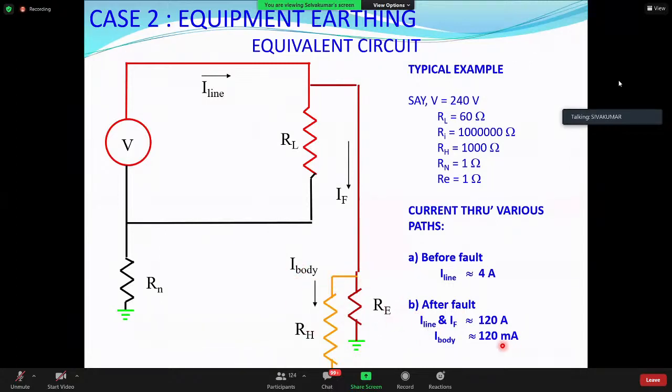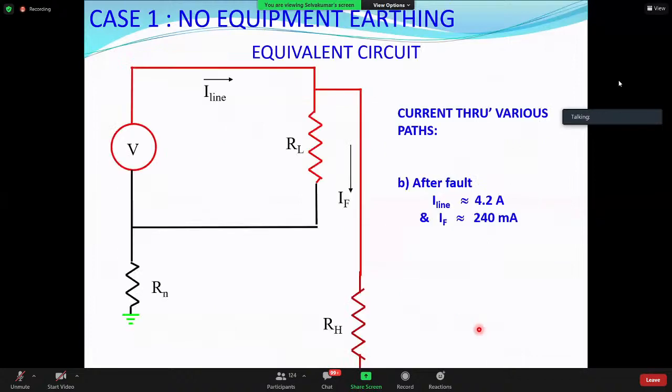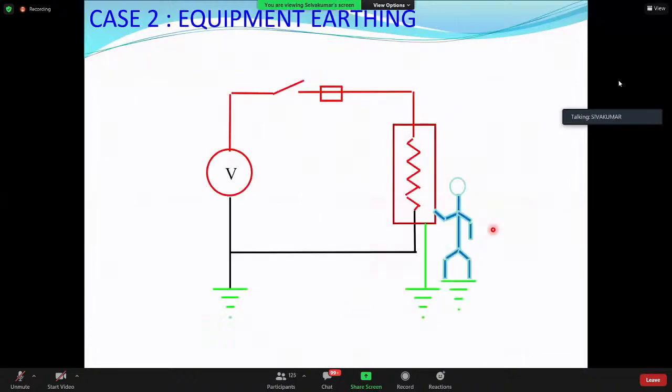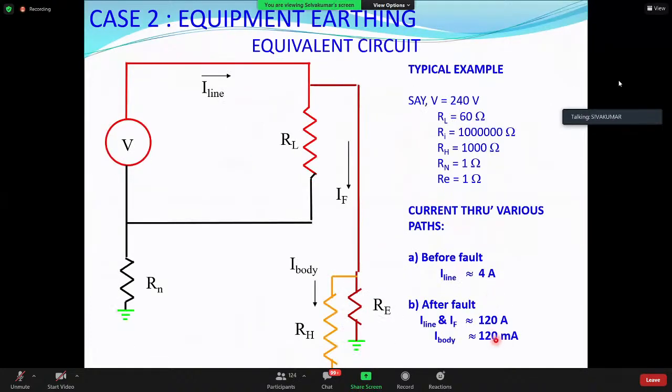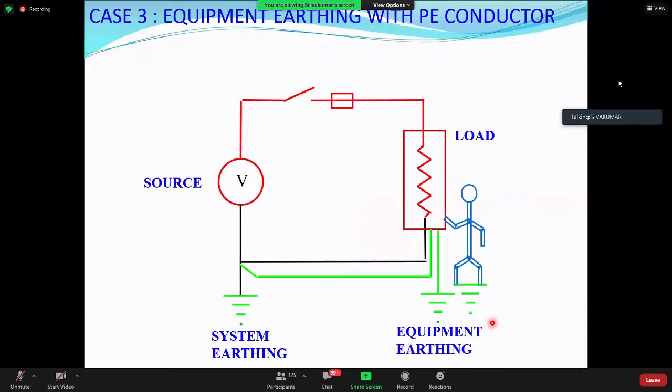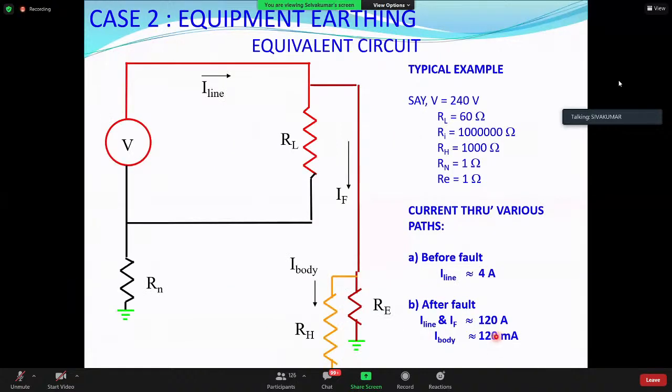Now here also, the current is fatal, more than 50 milliampere. But here the advantage is, since the line current has increased to 120 ampere, the fuse will definitely blow. The 6 ampere fuse will definitely blow, or the 6 ampere MCB will definitely trip instantaneously before any harm is done to the human being. So this is the importance of equipment earthing. When you do equipment earthing, even though the fault current is lethal, isolation is guaranteed.